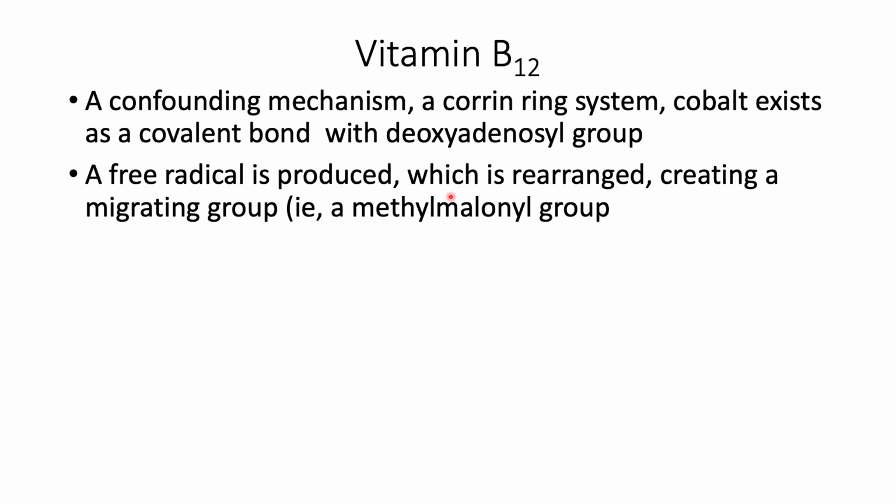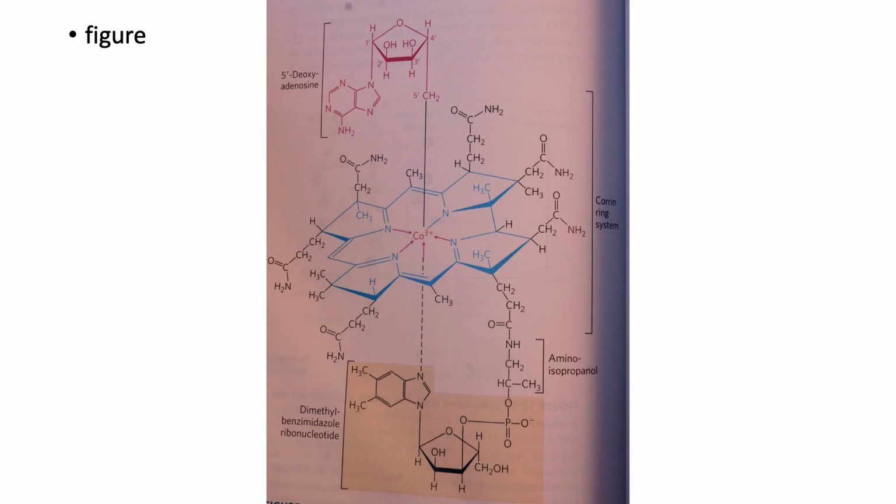Vitamin B12 has a confounding mechanism of reaction. There's a corrin ring system with cobalt, which exists as a covalent bond with the deoxyadenosyl group. There's a free radical produced and it's rearranged, and you get a migrating group such as a methylmalonyl group. This is vitamin B12 here. So there's a 5'-deoxyadenosine here, the corrin ring with cobalt being covalently bonded and coordinate here to nitrogen and coordination bonds to 3 additional nitrogens.